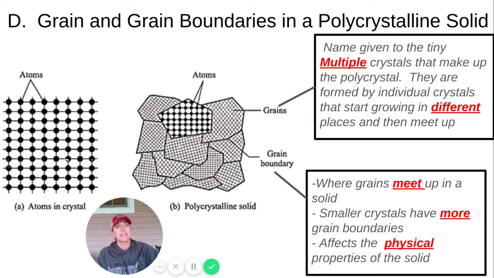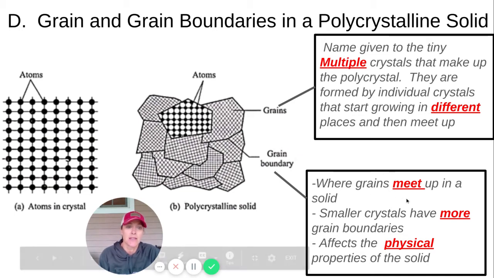So the name given to tiny multiple crystals that make up the polycrystal, they are formed by individual crystals that start growing in different places and then meet up. Each one of these tiny little crystals is called a grain. Now, the line where one grain meets another grain, one teeny little crystal meets another teeny little crystal, that's called a grain boundary. So the definition of a grain boundary is where grains meet up in a solid.